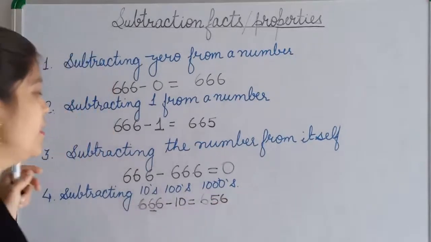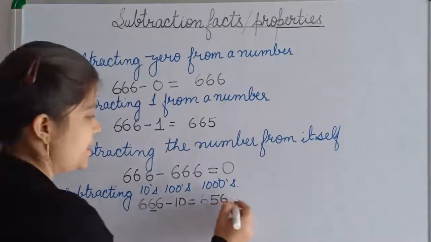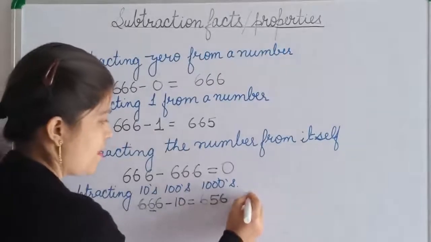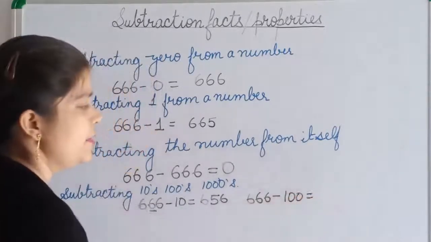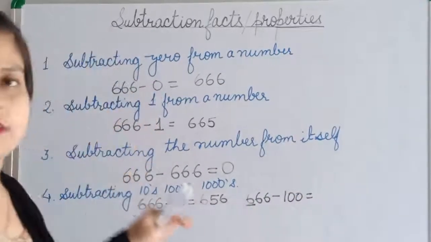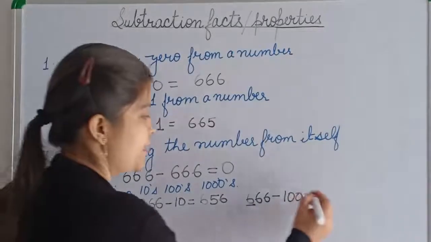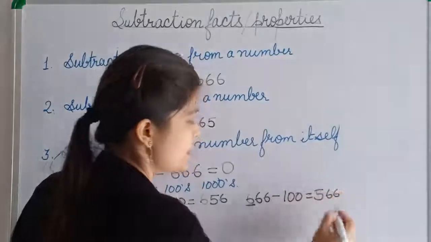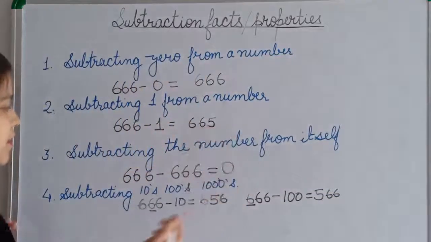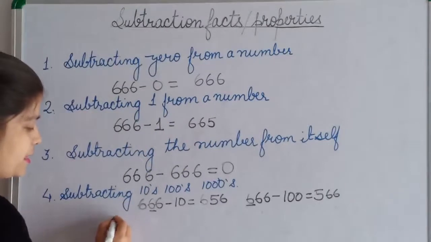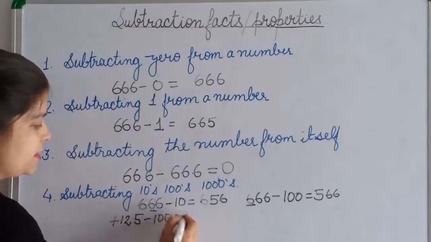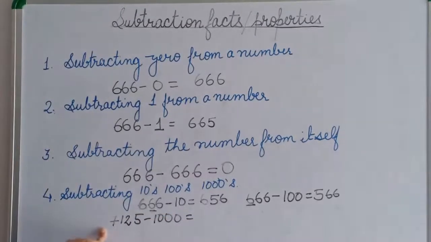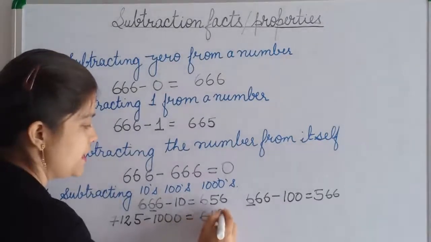656. Again, when we subtract 100 from it, we only reduce the number in the hundreds place. So 6 will convert into 5, and here it will be 566. Similarly, take the example of 1000, maybe 7125. When you subtract 1000 from here, you only reduce the number in the thousands place by 1. It will become 6. So it will be 6125.